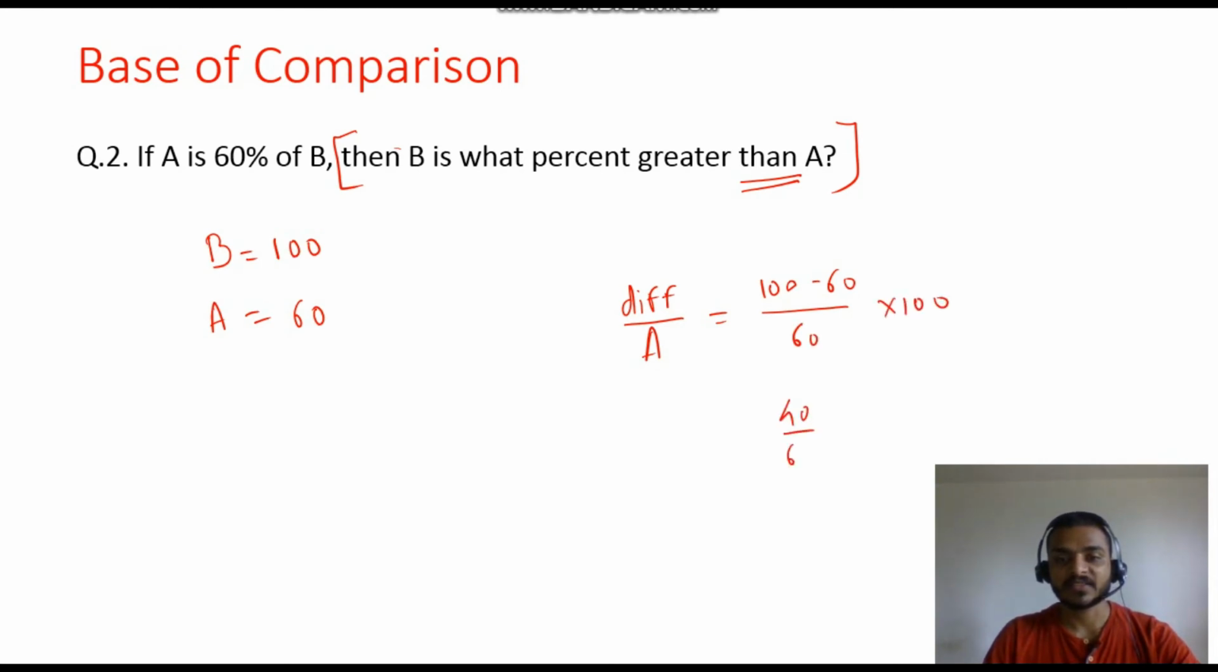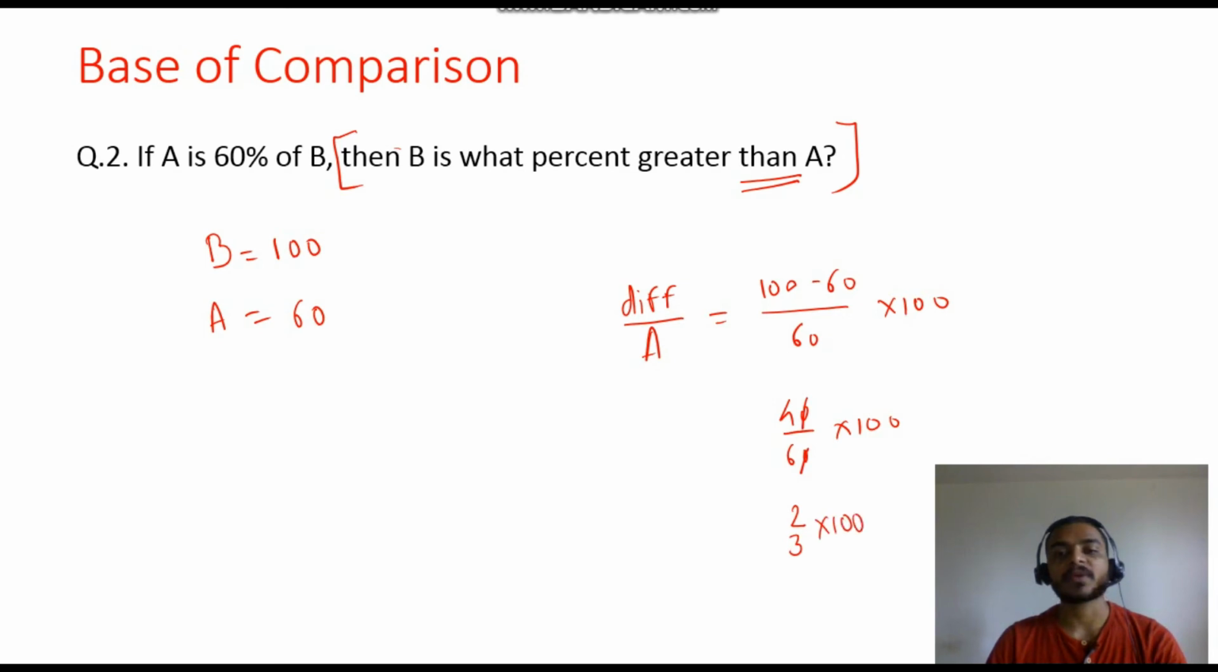40 divided by 60 into 100. Now this can be solved further any which way. It could be one, the method of basic calculation, or the second, the method of fraction calculation. So if you cancel out these two numbers, it becomes 2 by 3, right?